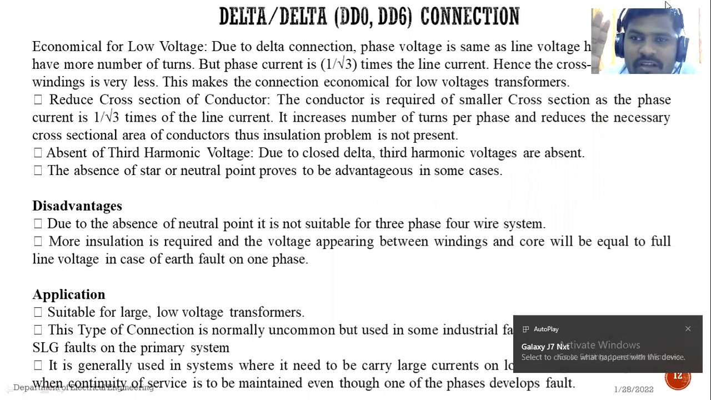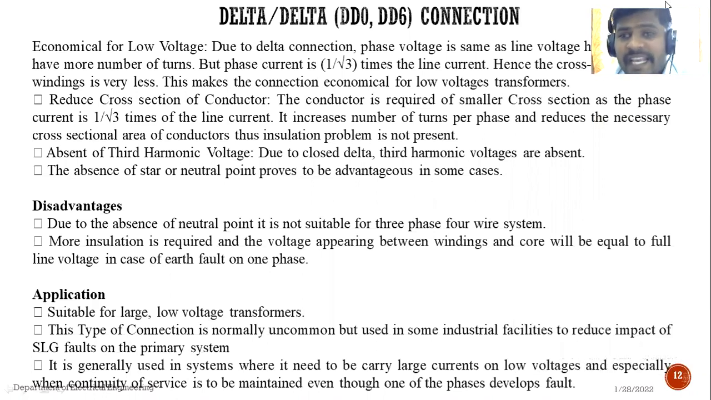And if the cross sectional area of the winding is very less, winding चा जो काही cross sectional area आहे तो लेस आहे, so that core construction साठी लागणारी कॉस्ट आहे ती कमी लागेल. Okay, so that it is economical for low voltage transformer. So it should be economical for low voltage transformer.